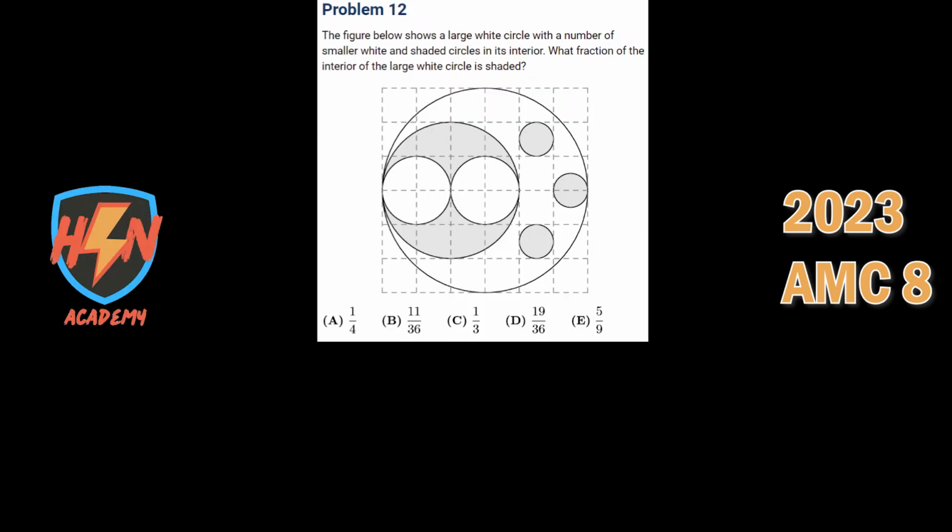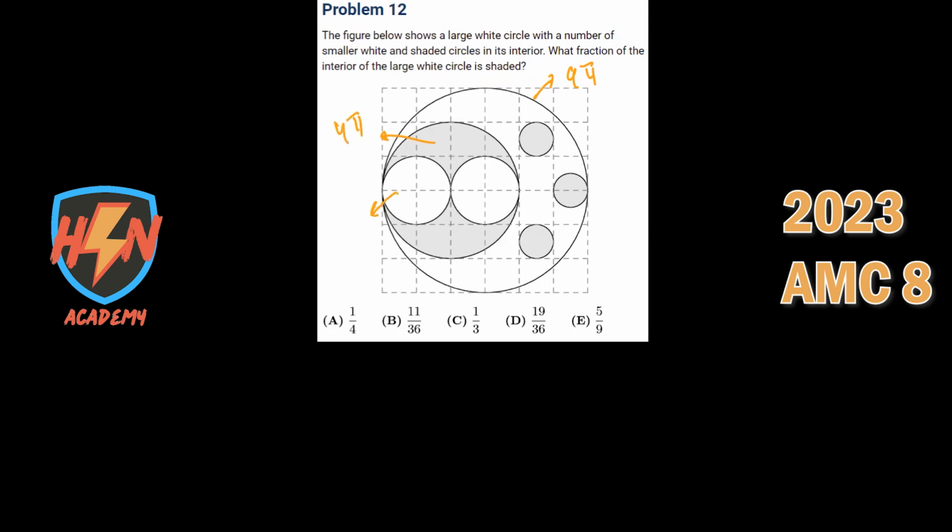In this problem, they want us to find out the ratio of the area of the shaded region to the big circle. Well, the area of the big circle is, the radius is 3, so it's 9 pi. The area of this shaded circle is going to be 2 squared pi, so that's 4 pi.